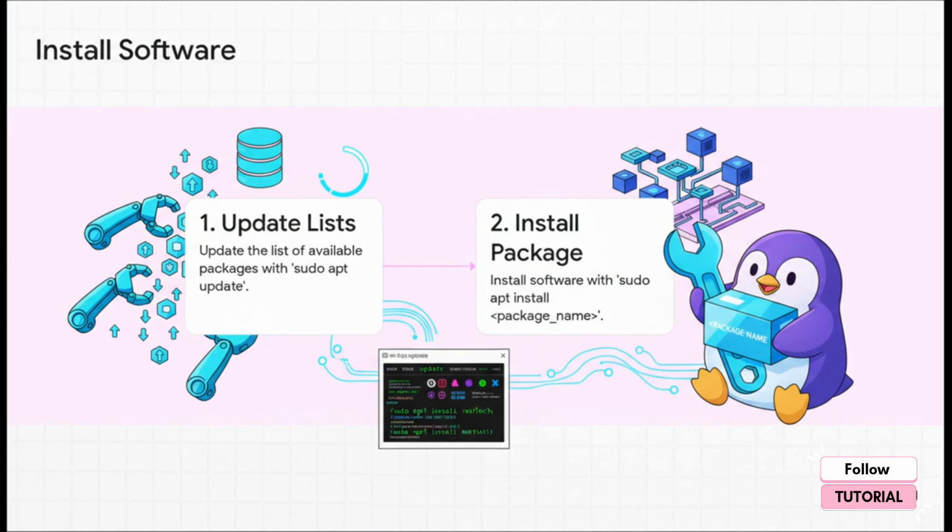And what about installing new stuff? Super easy, especially on systems like Debian or Ubuntu. It's a 2-step recipe. Step 1. Always run sudo apt update. This just refreshes your system's catalog of what's available. Step 2. Sudo apt install and then the name of the program. For example, try installing NeoFetch. It's a neat little program that shows you some cool system info. Super simple.